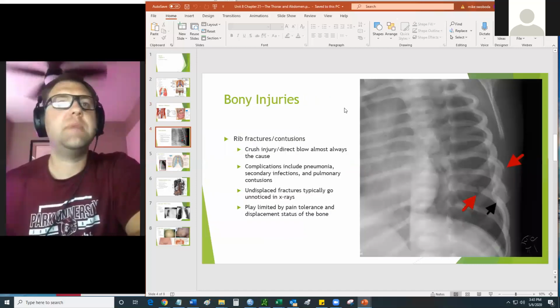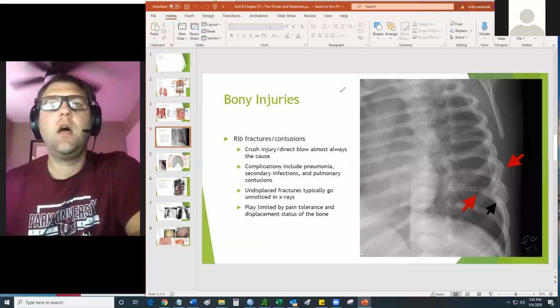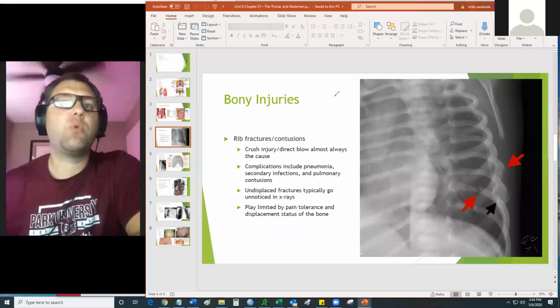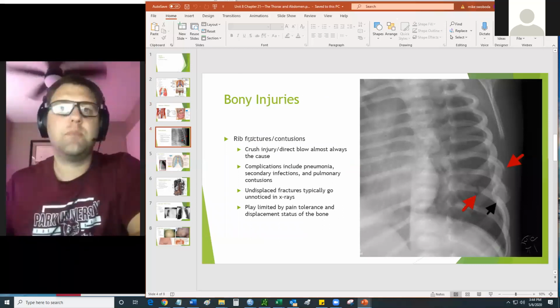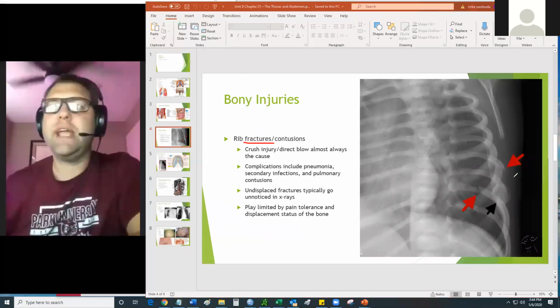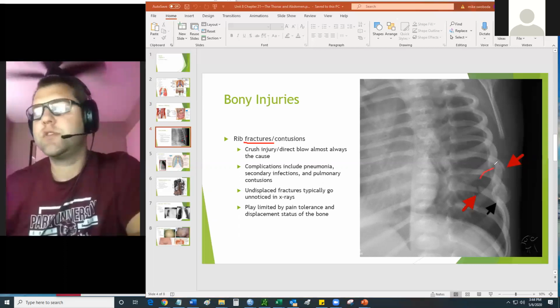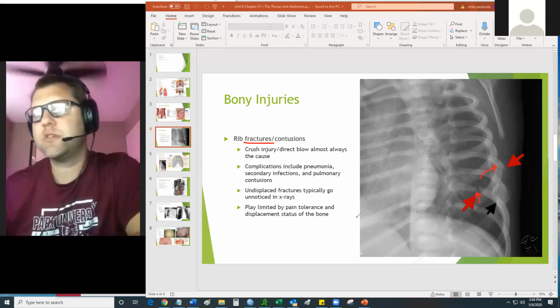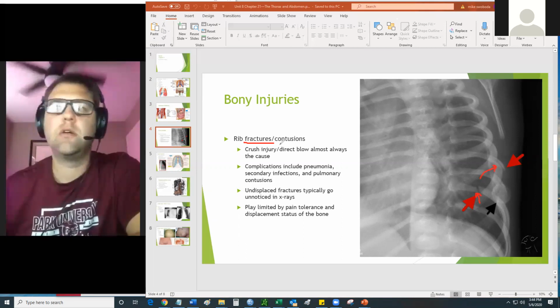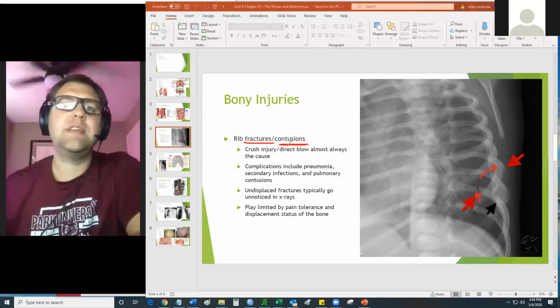Now, some injuries we can have. One of the most common injuries you'll see to the thorax is a rib fracture or a rib contusion. A fracture is a break. So this right here and this right here, those are rib fractures. A contusion is a bruise. So if you have a contusion, you just have a bruise.